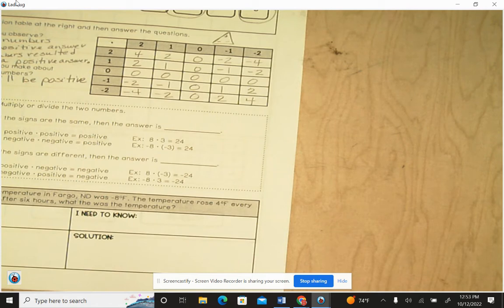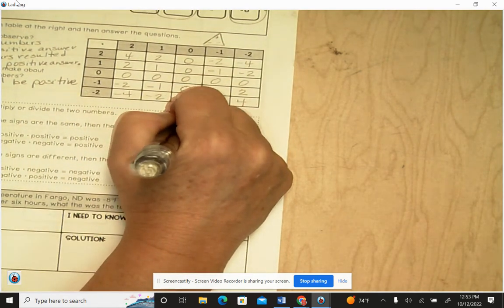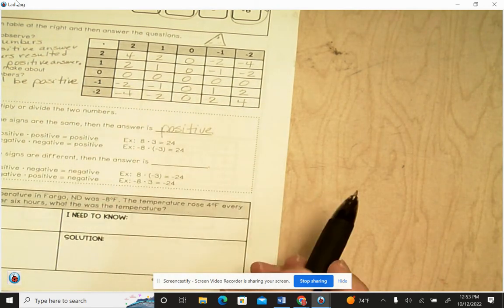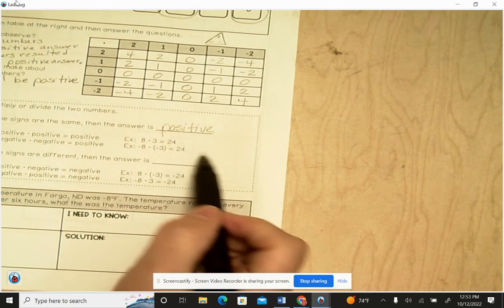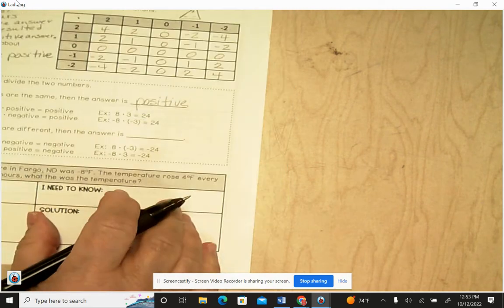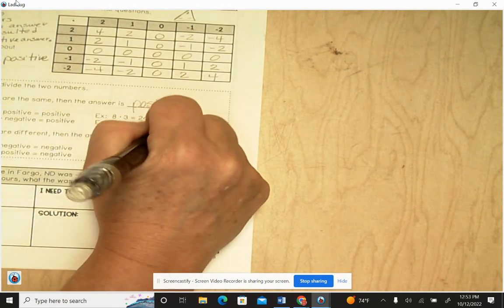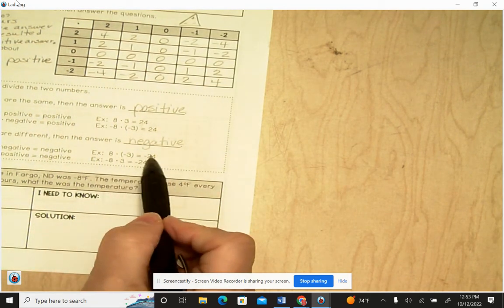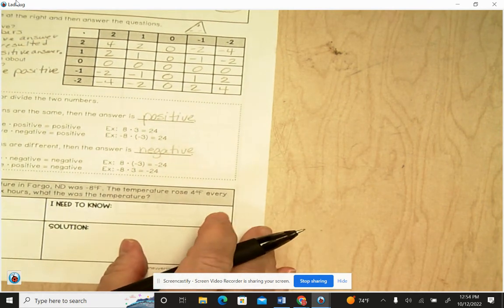All right, multiplying and dividing integers. Multiply or divide two numbers. If the signs are the same, then the answer is positive. And then you have an example here: 8 times 3 is 24, and -8 times -3 is 24. If the signs are different, then the answer is negative. 8 times -3 is -24, and -8 times 3 is -24.